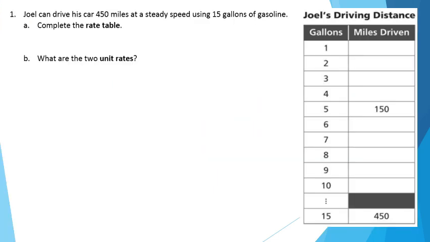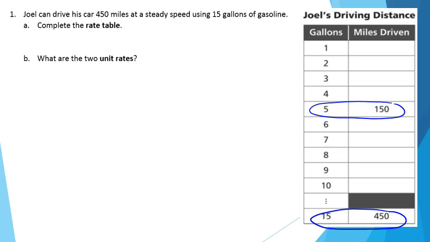Joel can drive his car 450 miles at a steady speed using 15 gallons of gasoline. Let's start by completing the rate table. So you know this value here, 15 gallons with 450 miles. And they also gave us this one in the table, 5 gallons with 150 miles. So I want to think about how many miles can I drive per gallon so it can help me build up my rate table.